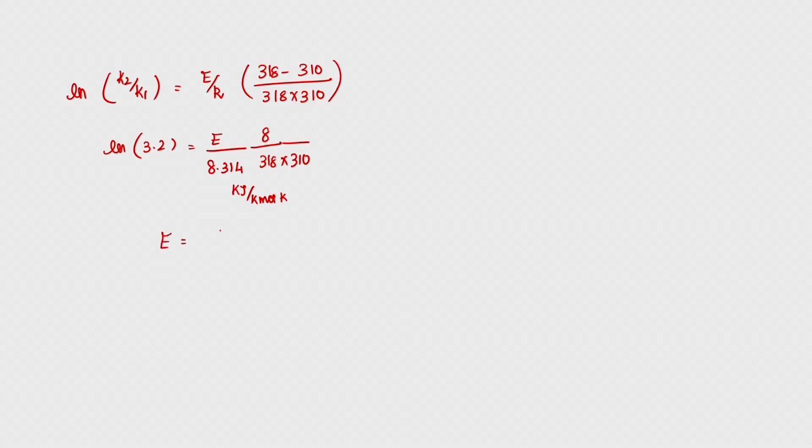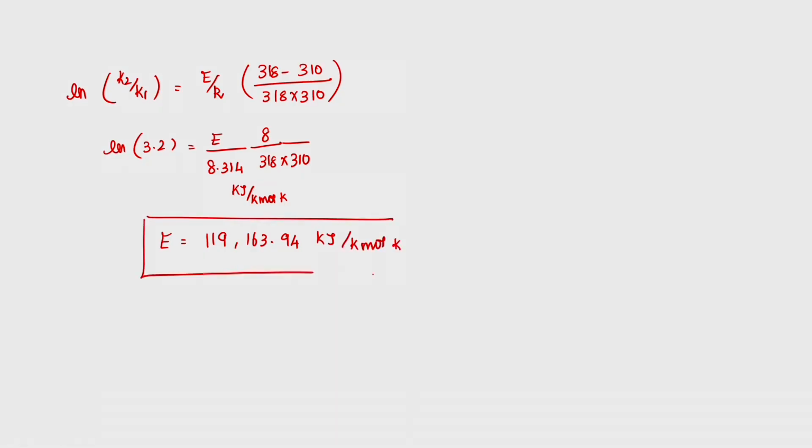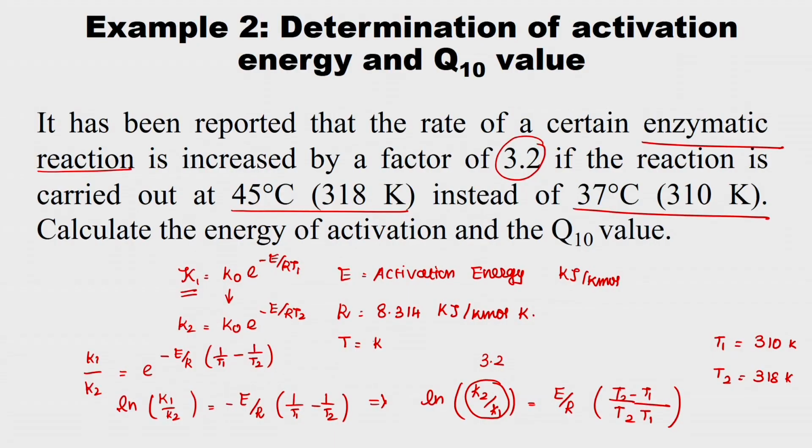So, if you calculate, your E is nothing but 119 into 163.94 kilojoules per kilomole. So, you have calculated your activation energy. So, what else is asked to calculate? Q10 value, right. So, this Q10 value is nothing but again the K2 upon K1, right. So, this value, because I know what is my E.